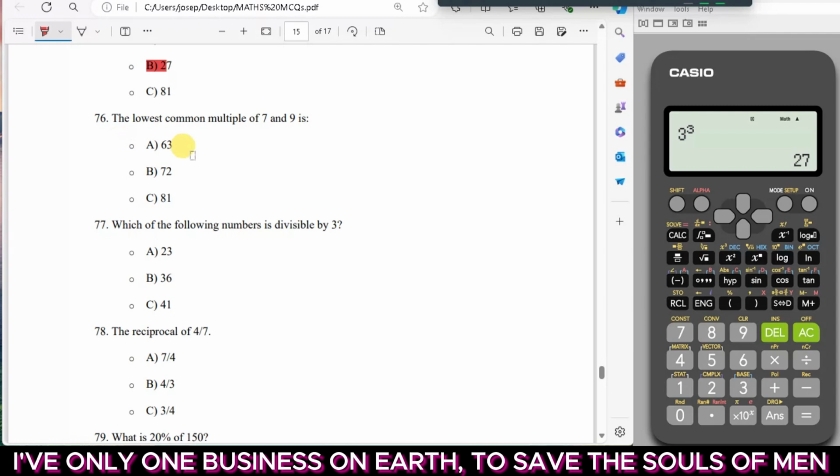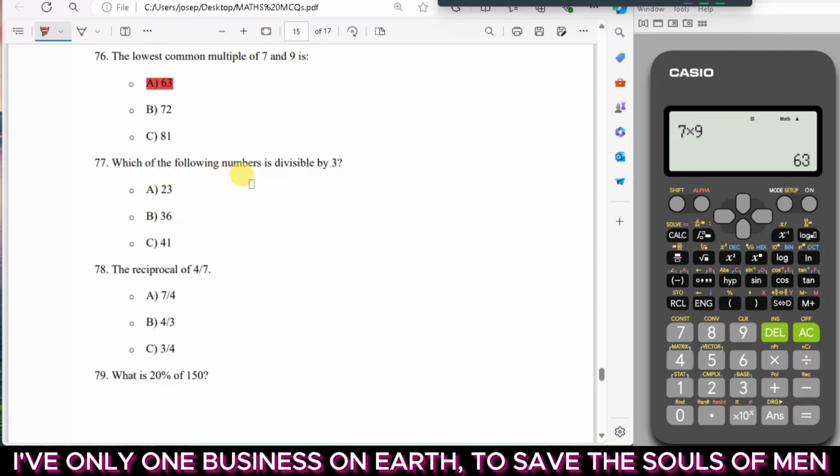The lowest common multiple of 7 and 9 is, so one of the easiest ways you can do it, just pick 7 times 9. You quickly get the correct answer. That's 63. The reason why here was 76, I picked 7 times 9 is because 7 is prime. And once you have one of them as prime, the easy way is to multiply the two numbers to get the common multiple, because this is not a prime number. Alright, yeah.